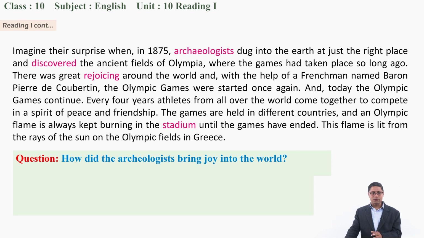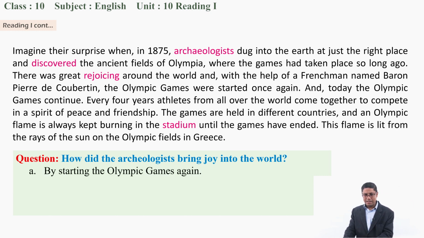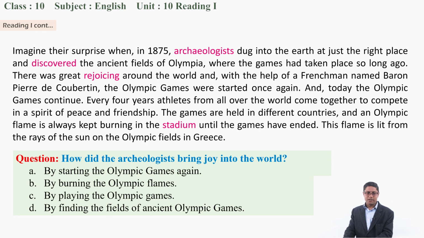So, you do have a final question here. How did the archaeologists bring joy into the world? How did they make people happy? You do have different options: by starting the Olympic Games again, by burning the Olympic flames, by playing the Olympic Games, by finding the fields of ancient Olympic Games. So, can you tell me how? Right, by finding the fields of ancient Olympic Games.